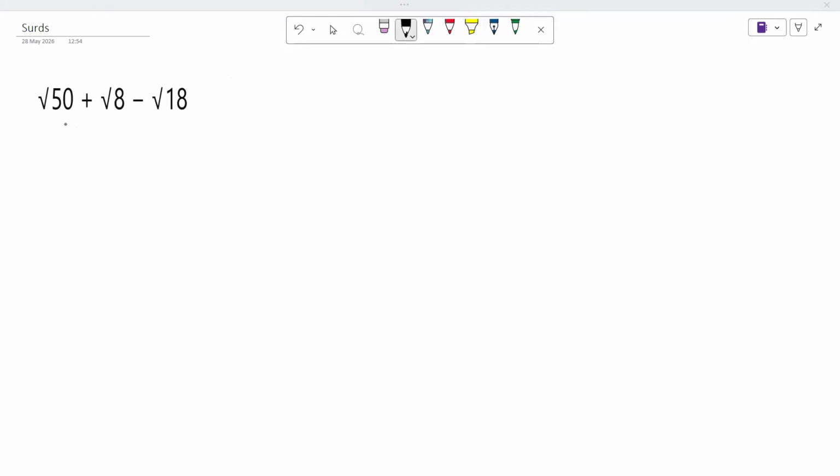Today we are going to be solving this surds problem which looks scary but isn't. Watch this collapse beautifully when you simplify and use some tricks. So let us start solving.